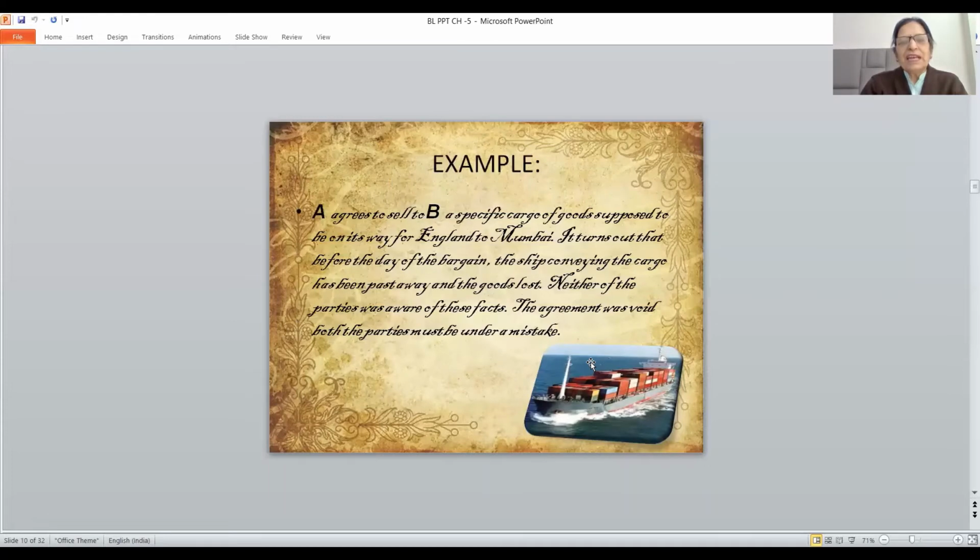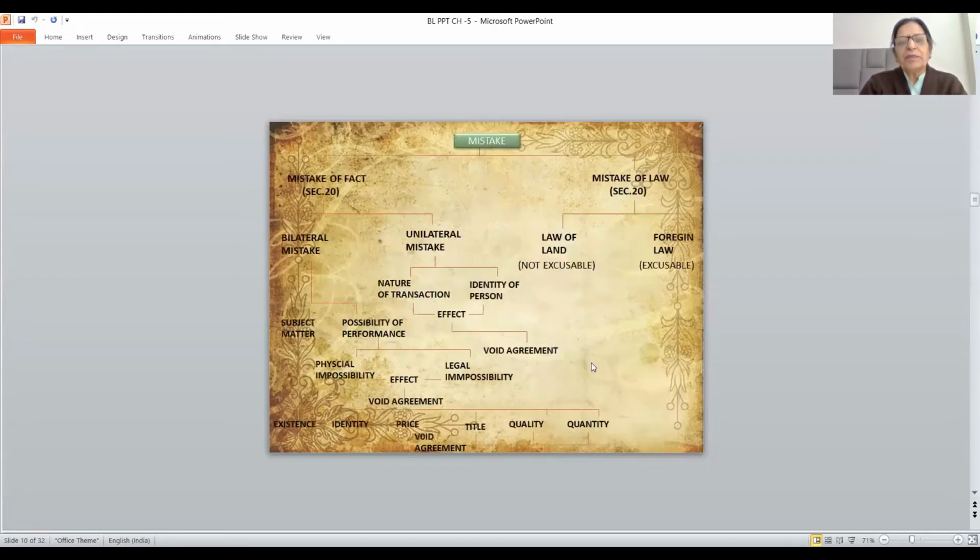Now the example is: A agrees to sell to B a specific cargo of goods supposed to be on its way from England to Mumbai. It turns out that before the day of the bargain, the ship carrying the cargo had passed away and the goods lost. Neither of the parties was aware of these facts. The agreement was void. Both the parties must be under a mistake. So this is a case of mutual mistake, so the agreement will be void.